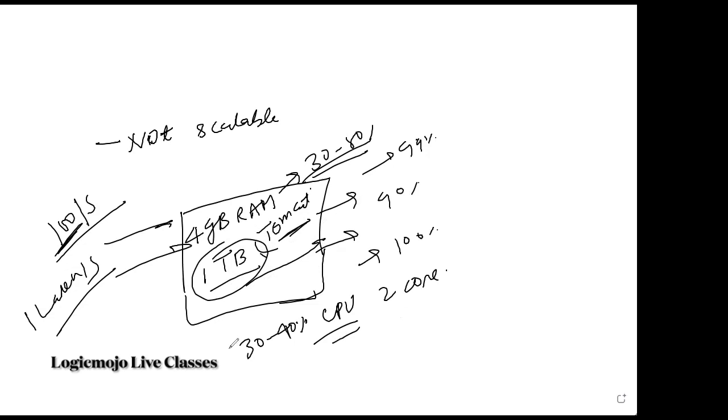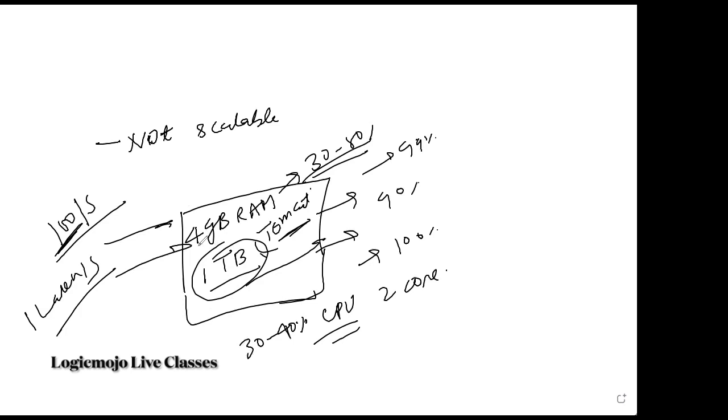So what will you do? What will you do to solve this problem? The immediate solution, what people used to do before, is vertical scaling. There are two types of scaling: one is called vertical scaling, another is called horizontal scaling. Horizontal scaling we'll talk about later. People used to do vertical scaling.